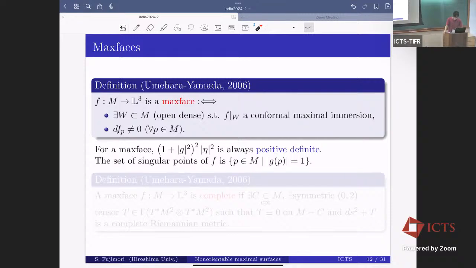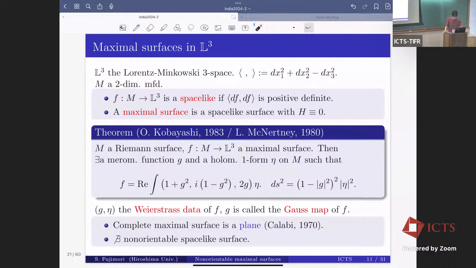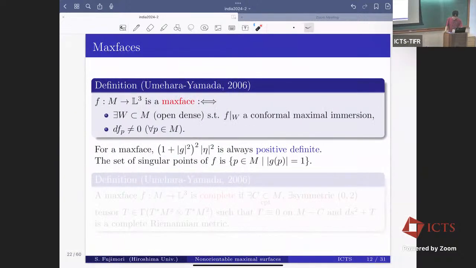In this case, this is always positive definite. So the maximal surface might degenerate, so here the minus might degenerate. But this is always positive definite. And the set of singular points is, so the zeros of eta we don't allow. So the singular set is exactly the points where the modulus of g equals 1.